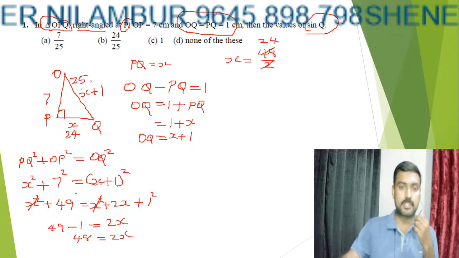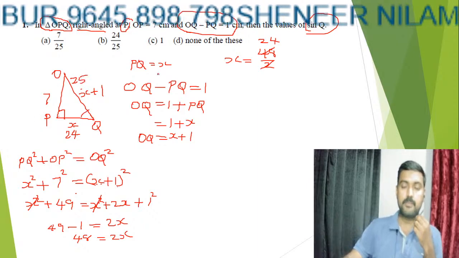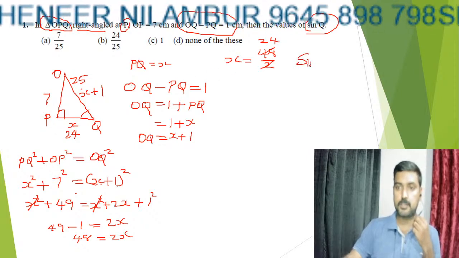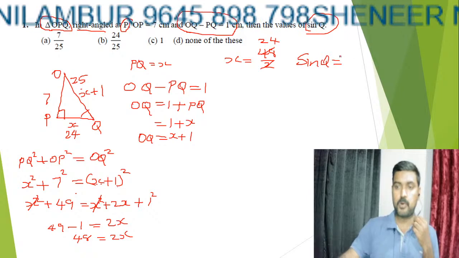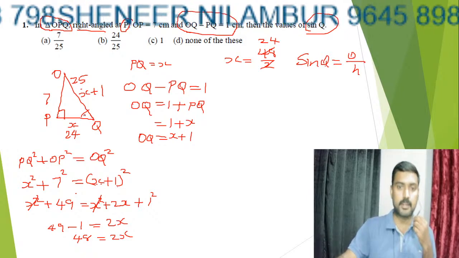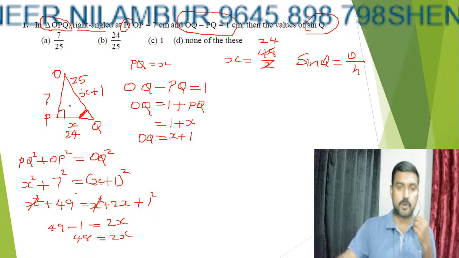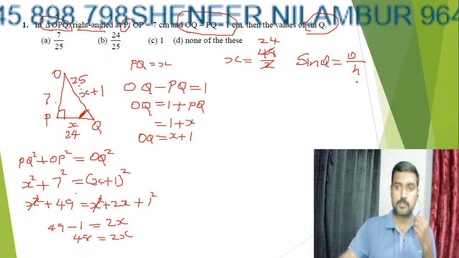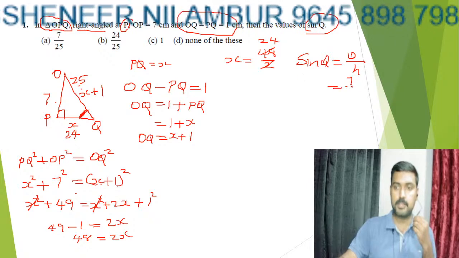So we got all the sides, so we can find any value of the trigonometry, that means sin Q. Sin Q is equal to, what is sin? Opposite side by hypotenuse. Opposite of Q. What is angle Q here? Here it is. Its opposite side is 7 and the hypotenuse is 25. So the answer is 7 by 25.